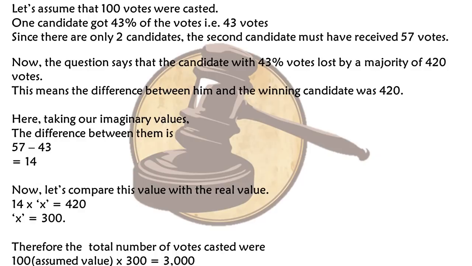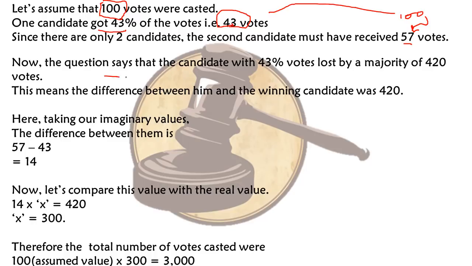Now this might again seem a little bit hard, intimidating, but it's not. Start by assuming that there were 100 votes cast. Now one candidate got 43% of the votes, that is 43 votes. Since there were only two candidates, the other person obviously got 57 votes, because 100 votes were cast, and out of which one candidate got 43%, so the other person obviously got 57%. All these are imaginary values.